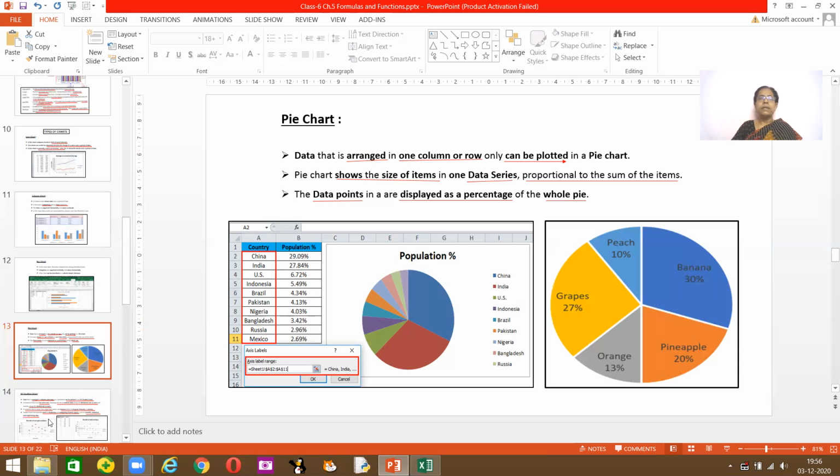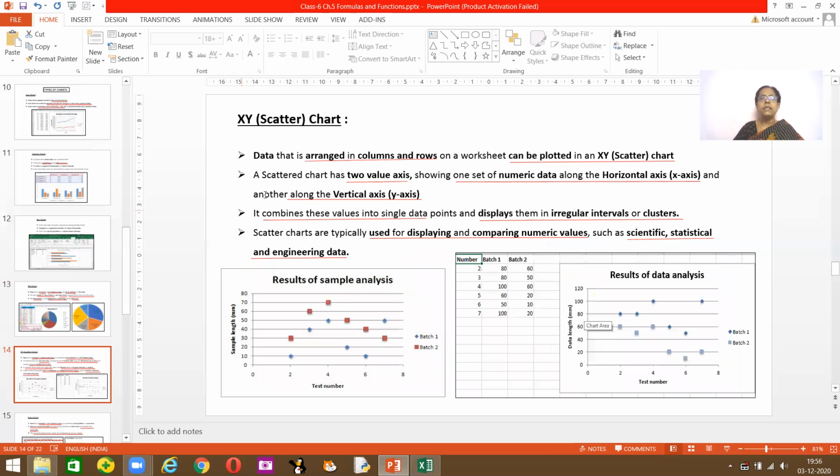Clear? Coming to the next chart, which is the XY scatter chart. Here the data is arranged in both columns and rows, and they're plotted on both the X and Y axes. So that's why it's called the scatter chart. The scatter chart has two value axes. As you know, one is the horizontal axis, and the other part is called the vertical axis. Clear? Numeric data is on the horizontal and on the vertical axis. Now it combines these values into single data points and displays them at irregular intervals.